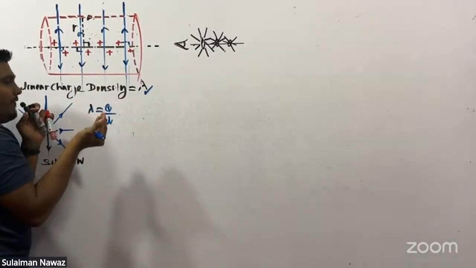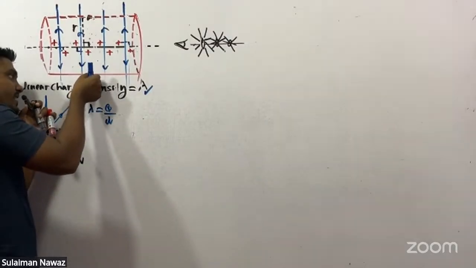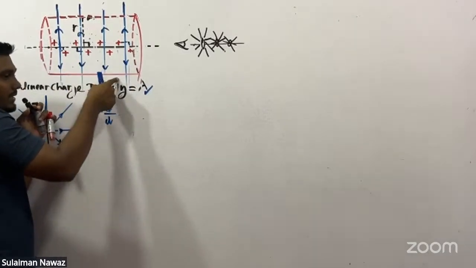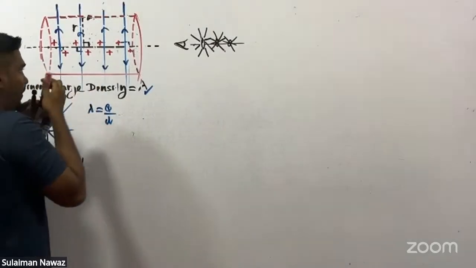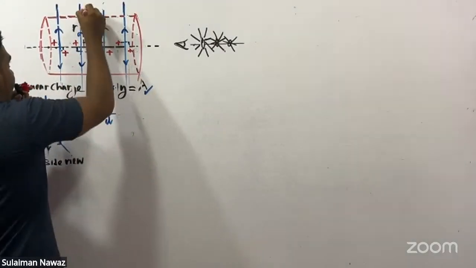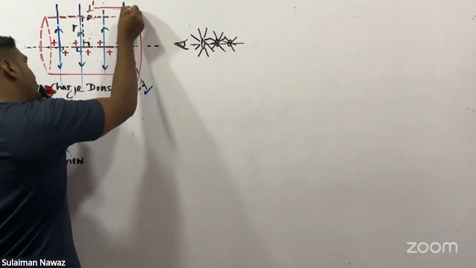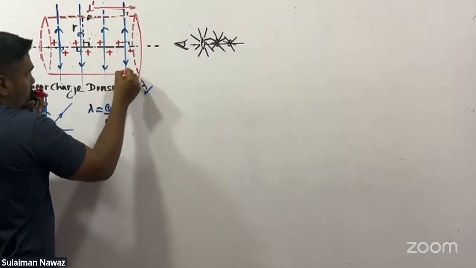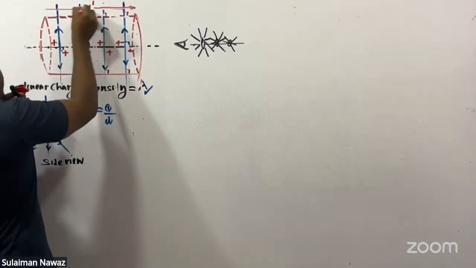What you can do, you can define your own length for your Gaussian surface. One can define, so length of my Gaussian surface is simple L. Length of the cylinder is simple L. It's up to you. So let's define L dash. Length of the Gaussian surface is L dash. See, the electric field lines are perpendicular to the Gaussian surface. L dash. Right.